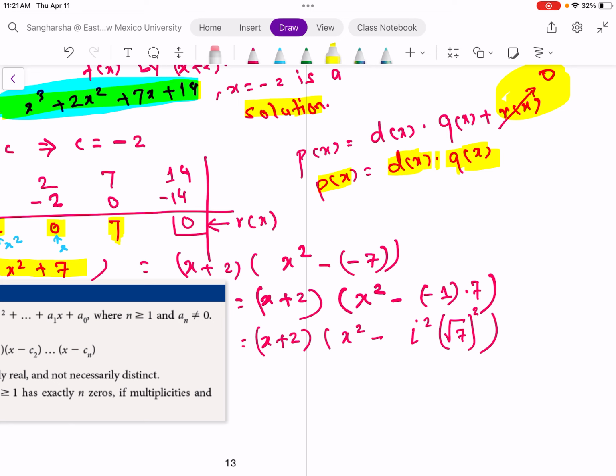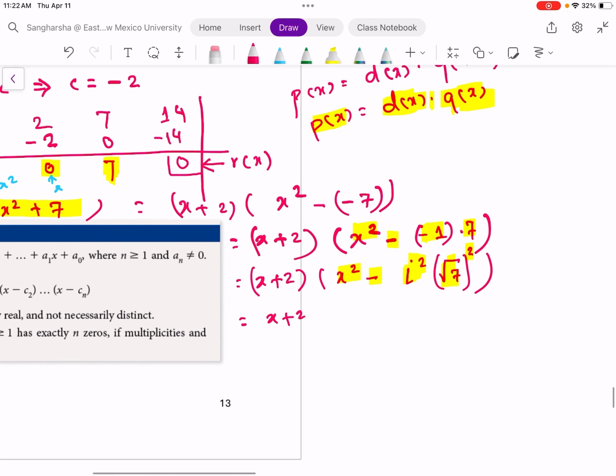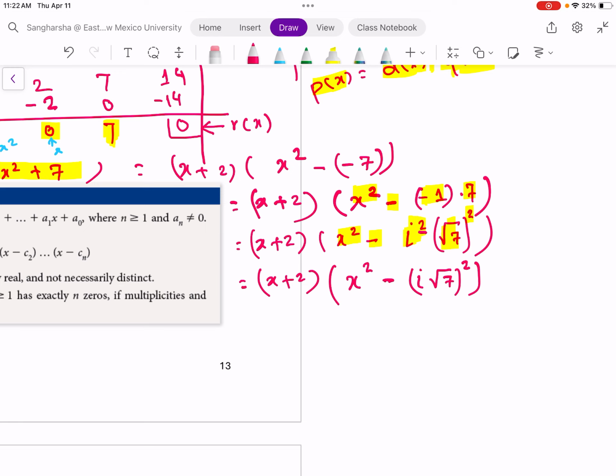Let's double check. We have x square, x square, we have negative, negative. What is i square? i square is negative 1. And what is the square of the square root of 7? It's 7, right? Okay, so we have x plus 2. Now I can rewrite this as x square minus, so we have a square as common, as i times square root of 7 squared. Is it still the same thing?